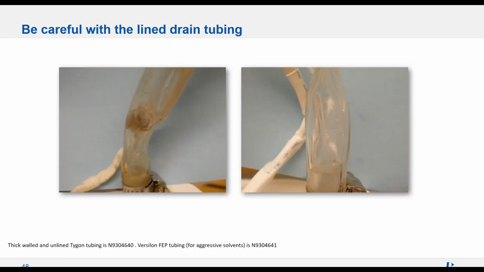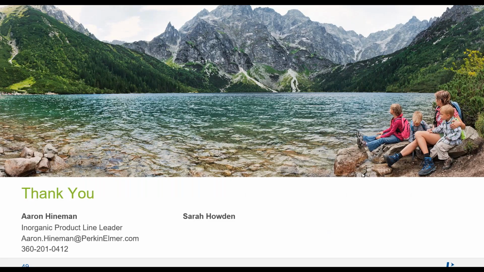One last one. This is showing you what can happen if the liner separates from the drain tubing. I do have the part numbers for the thick-walled unlined drain tubing that doesn't crimp, and the part number for the Teflon drain tubing that you can use as well. Of course, that's going to be much stiffer, so you do have to cut it to the length that you need. Now I will hand it over to Aaron again, or to Christine.